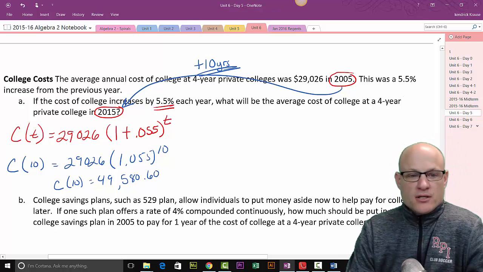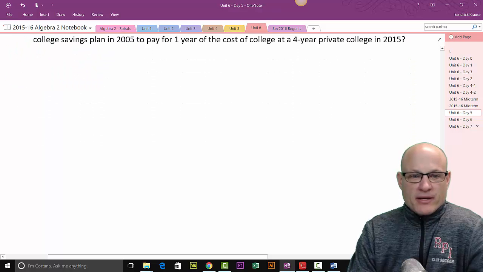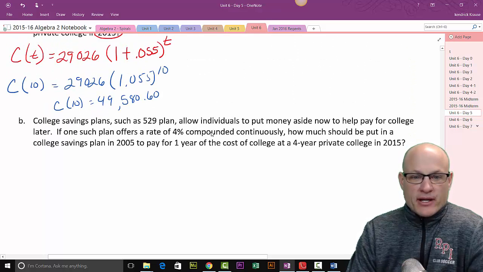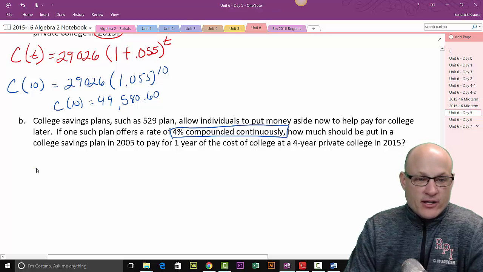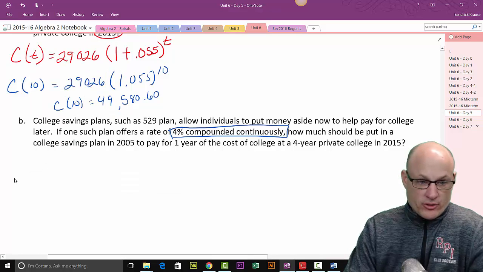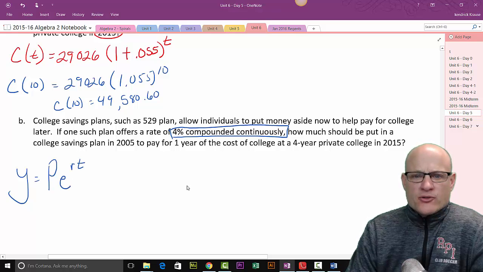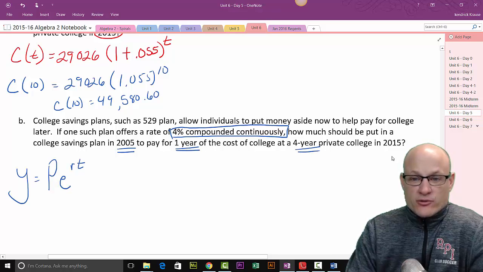All right. A college plan, this is my last problem. A college plan such as a 529 plan allows individuals to put money aside to help pay for college. If the plan earns 4% compounded continuously. So I knew I was going to do one example of compounding continuously. That's the y equals PERT formula, Y equals principal e to the RT. So how much should be put into a college savings plan in 2005 to pay for 1 year of college at a 4-year college in 2015?